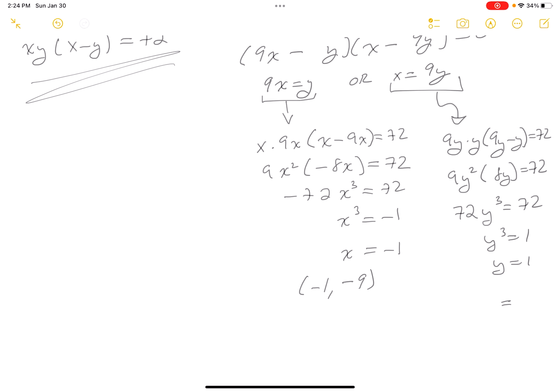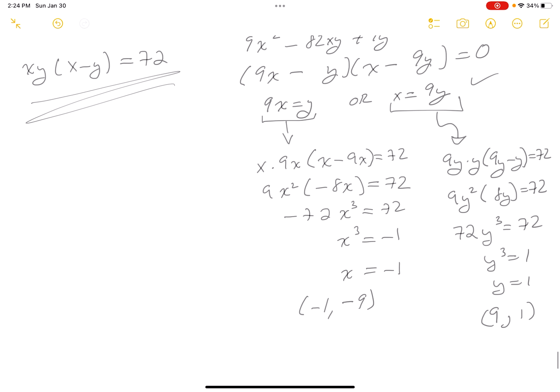I'm writing out a pair of numbers down. And again, we're using this over here. So if y is 1, what's x? 9. So I have 2 points, all right? 2 solutions to the problem.